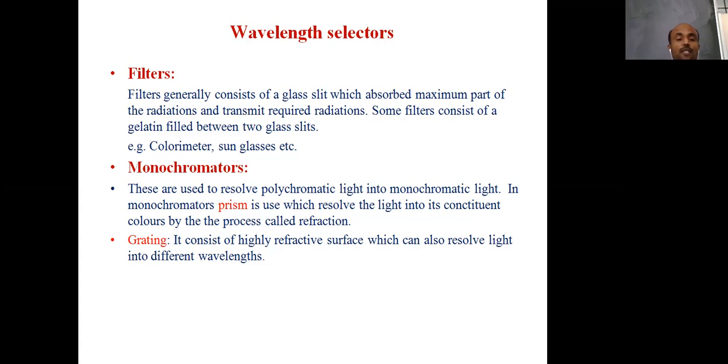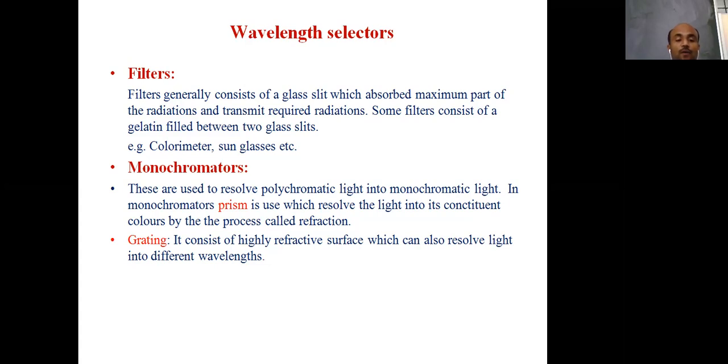Another type of wavelength selector is the monochromator. We know that visible light consists of 7 different colors, and a monochromator is used to resolve polychromatic light into monochromatic light. So in a monochromator, a prism is used which resolves the light into its different constituent colors, by the process called refraction. And after resolution, a particular light radiation is used for further analysis. So that is the use of the monochromator as a wavelength selector.